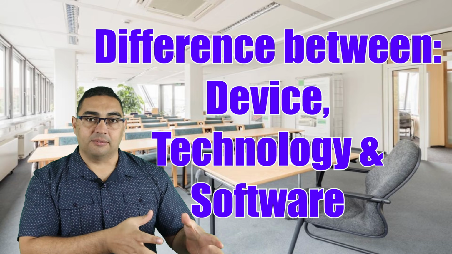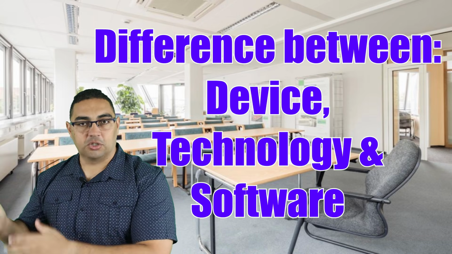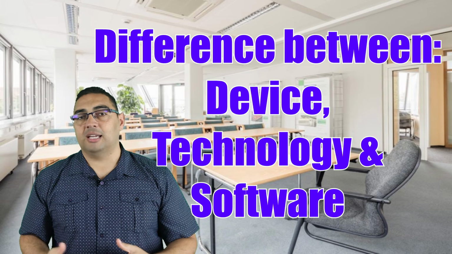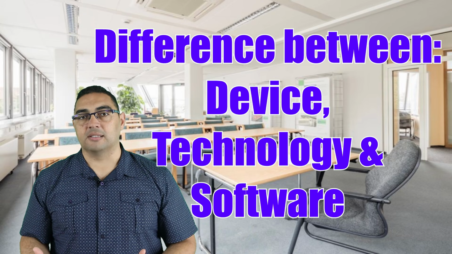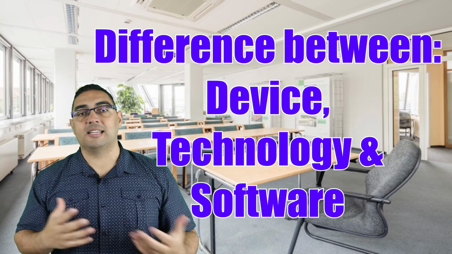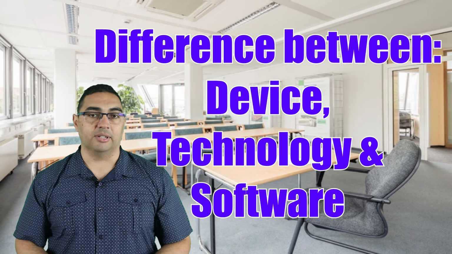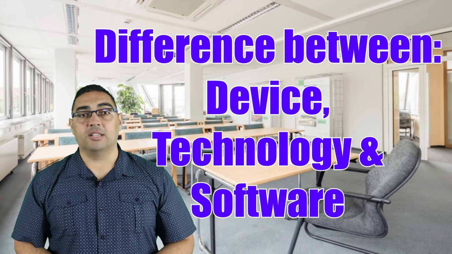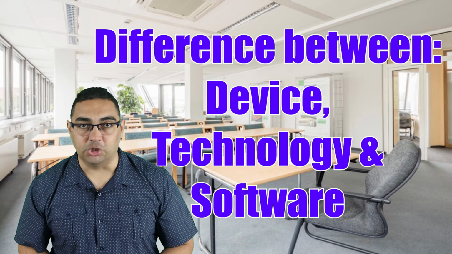Number 3, understand the differences between a device, a technology, and software. For example, Bluetooth has hardware receivers and transmitters. It also has software that sends and receives data and passes it on to the relevant app. Both the hardware and the software would be the technology.